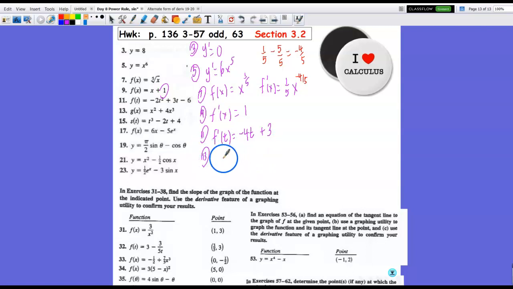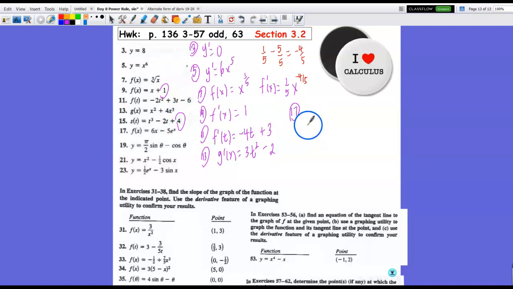In number 13, I have a cubic function. Applying the power rule, I will get 3t squared minus term 2, the derivative of 2t is 2, and the derivative of that constant 4 is 0.